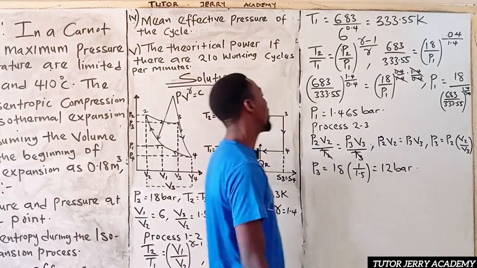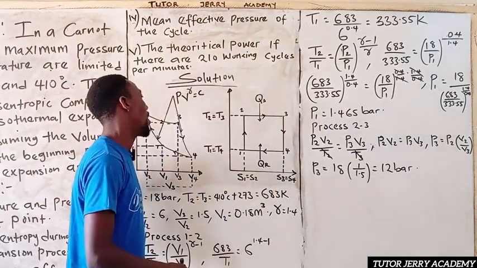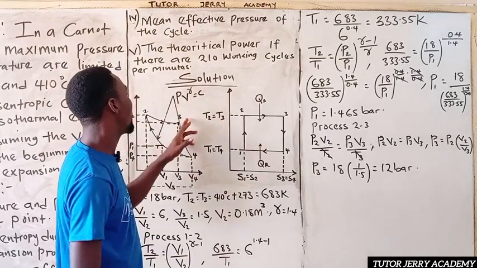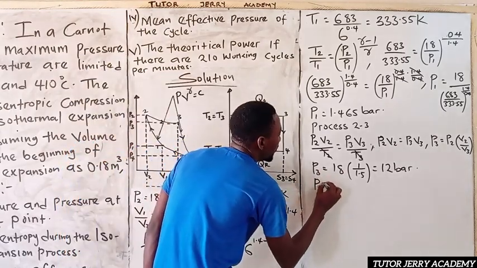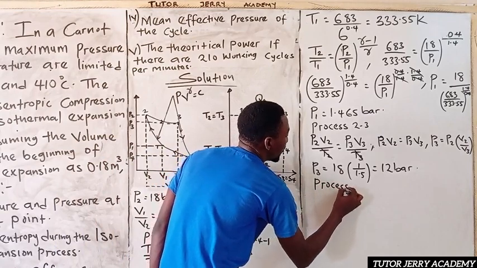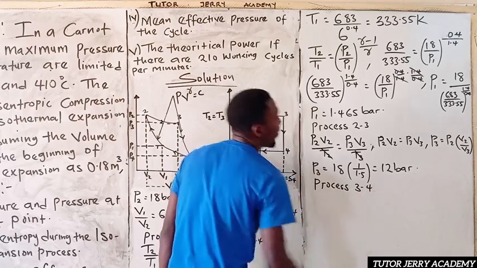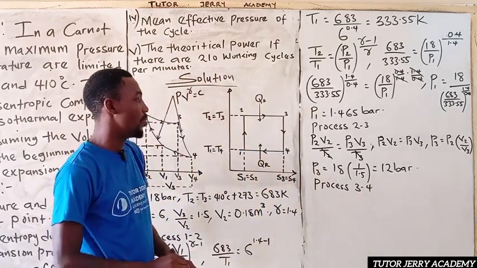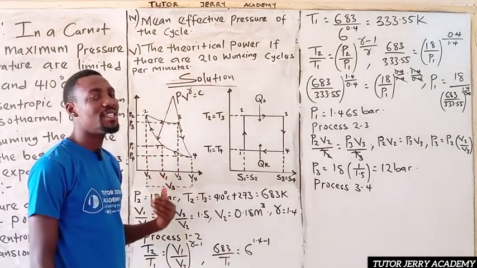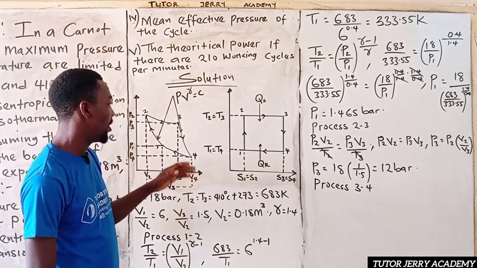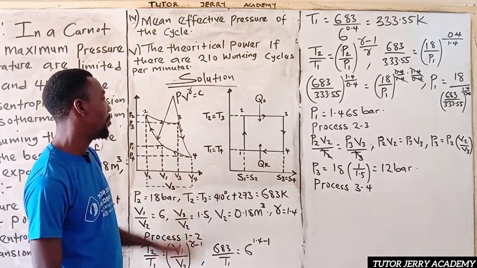All right. So now the next thing we are going to move to, process 3 to 4. All right. So now for us to do this, you are going to recall carefully that our process 3 to 4 is nothing but an adiabatic process.